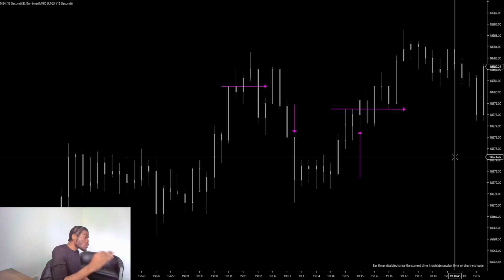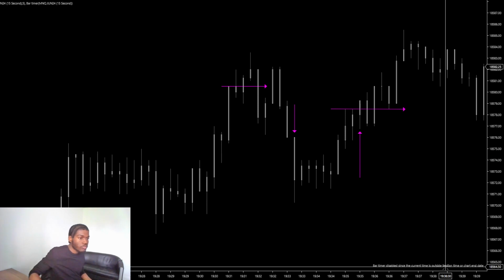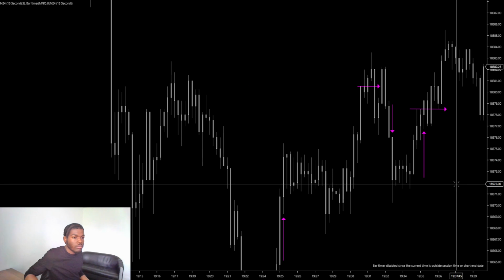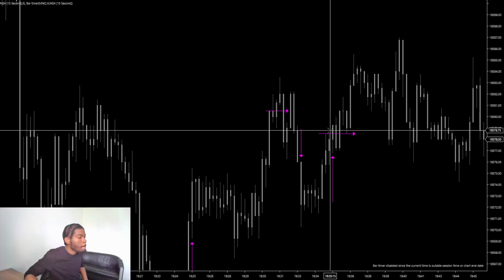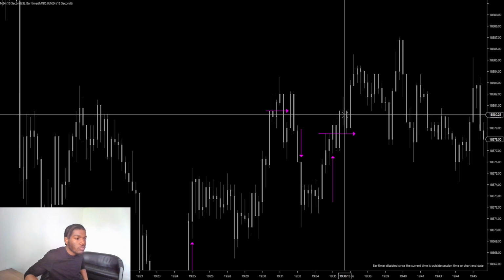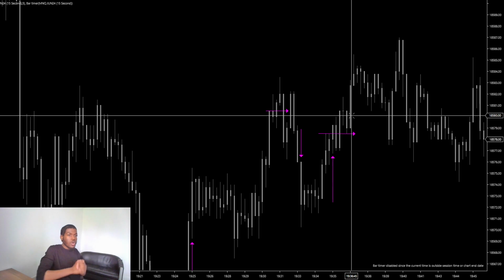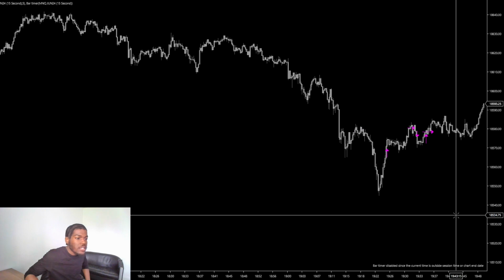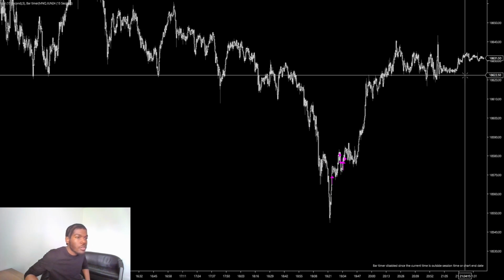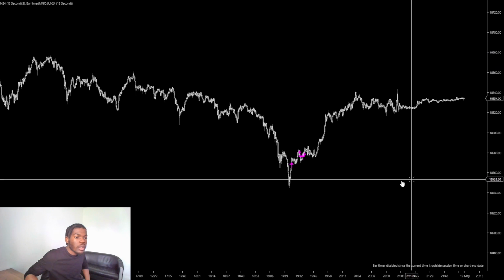An up candle that does not move above the previous up candle's high is not valid as the last up candle. Yeah. So that is the principle of the last up and down candle.